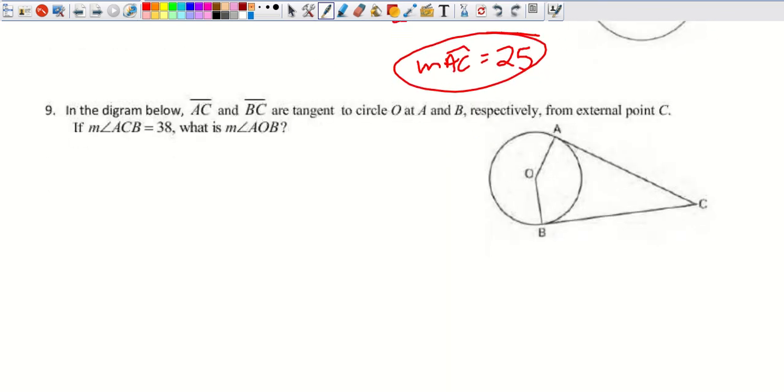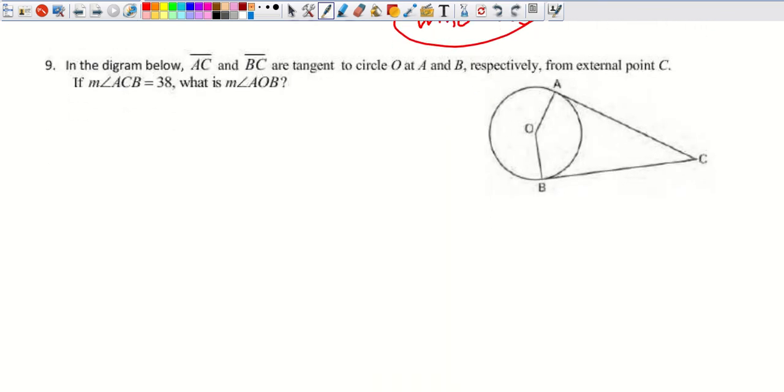All right, then dropping down to the bottom, we have the two tangent lines. So remember, this is kind of a hat rule question. If these two tangent lines are coming from the same point outside the circle, this arc would be equal to that arc. That's not what the question's asking. However, they want to know if the measure of angle ACB is 38, then what is the measure of angle AOB, this angle in here?